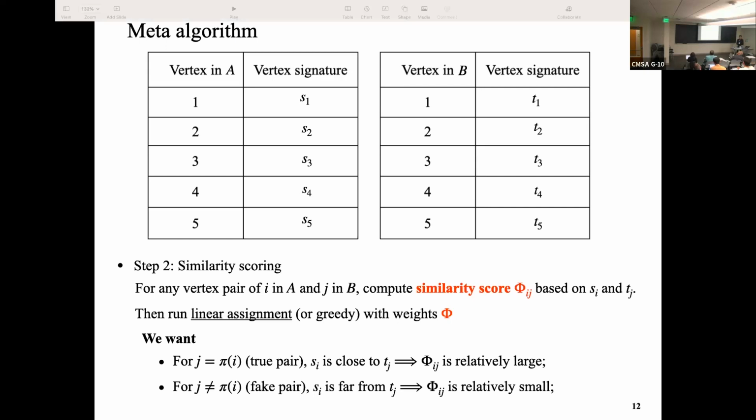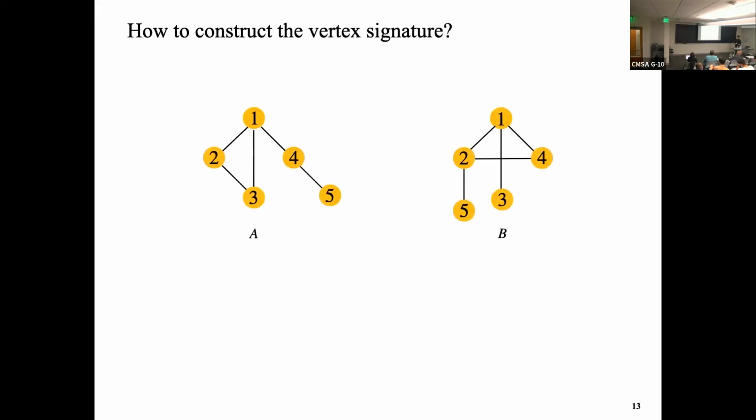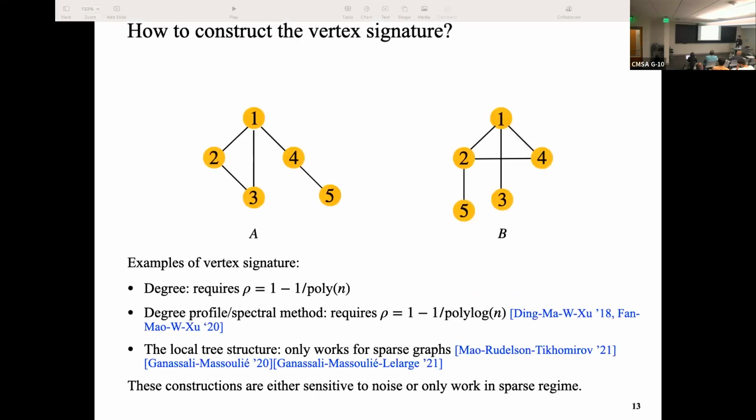Any other question? Yeah, please. Yeah, thank you. Is it different from the degree distribution of the neighbors? Yeah, so this is just a generic template. I didn't say anything about how you construct the signature, how you score them. I'll give some examples in a second. So here they are. So you can take degrees, which is one single number, and then you just compare the degrees, right? And then there are also more sophisticated algorithms called degree profiles or spectral methods.